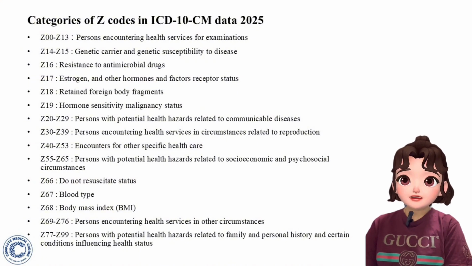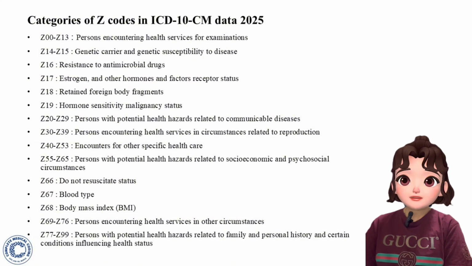Z14 to Z15. Genetic carrier and genetic susceptibility to disease. Z16. Resistance to antimicrobial drugs. Z17. Estrogen and other hormones and factors receptor status. Z18. Retained foreign body fragments. Z19. Hormone sensitivity malignancy status. Z20 to Z29. Persons with potential health hazards related to communicable diseases. Z30 to Z39. Persons encountering health services in circumstances related to reproduction.